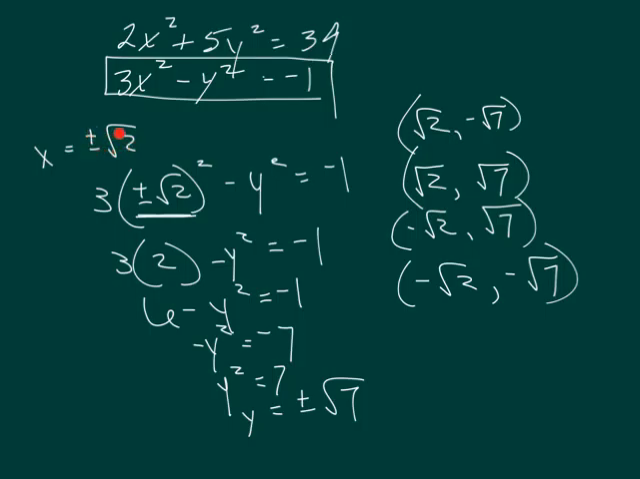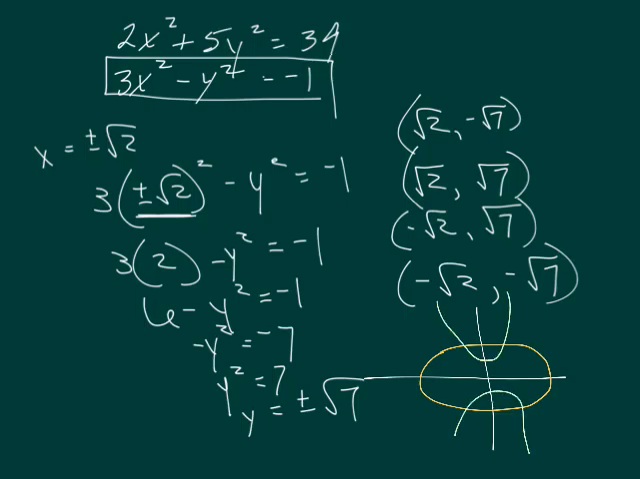So when I put in the plus square root of 2, I got plus or minus the square root of 7. So when I put in a square root of 2 for x, I got 2 y values. When I put a negative square root of 2 in for x, I got 2 y values. So that gave me 4 different answers there. If you were to graph this, it would look something like this. An ellipse and hyperbola. Notice it crosses 1, 2, 3, 4 different places.